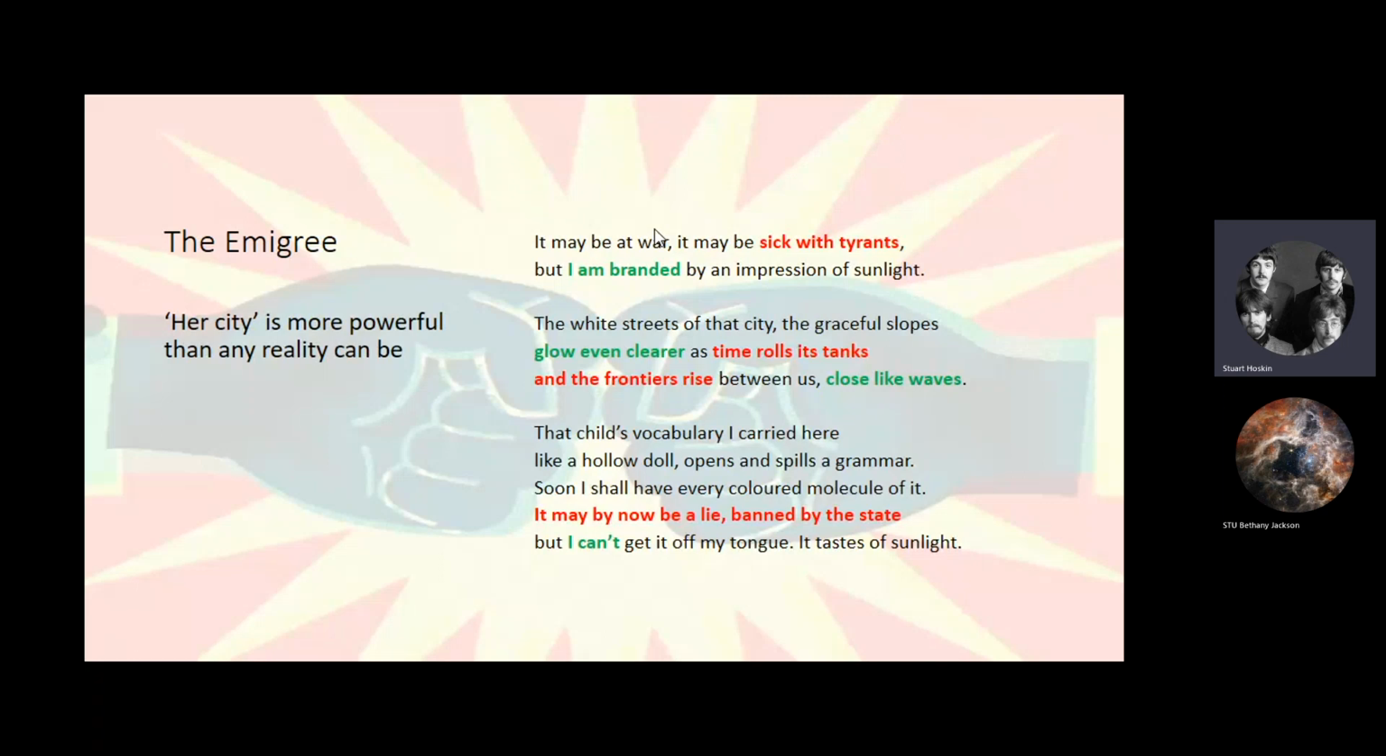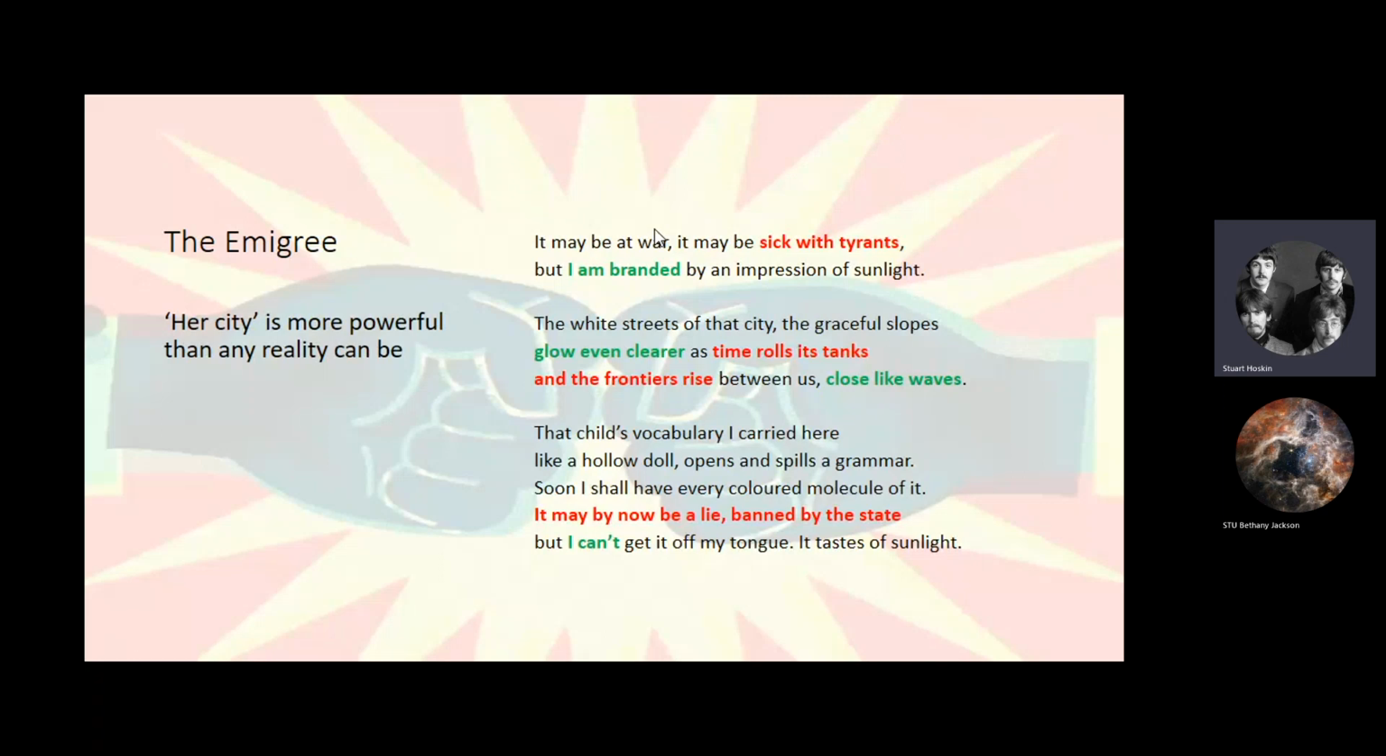Well, tanks will keep going and they'll roll past. The frontiers rise, well, I suppose they can come down. What's she saying? Well, her view, her city, when that happens, glows even clearer. So we've moved on from just the permanence of her impression. We're now going to the idea that actually her view strengthens as they try and be more violent, more aggressive, more possessive. It just makes it glow even clearer.